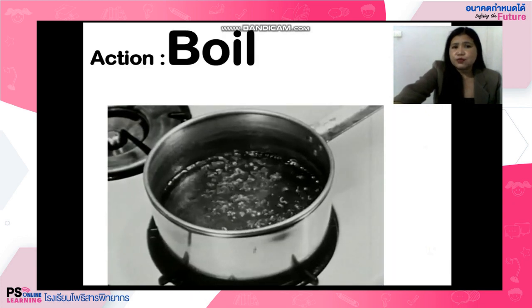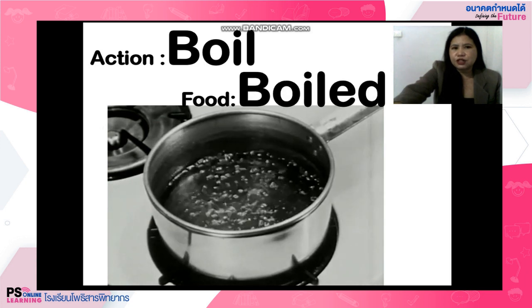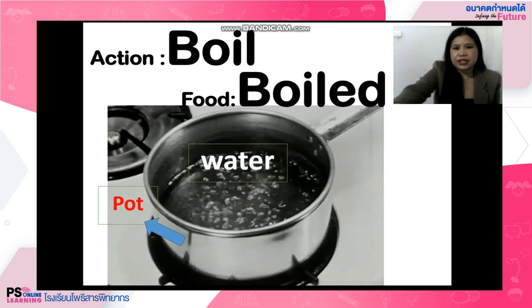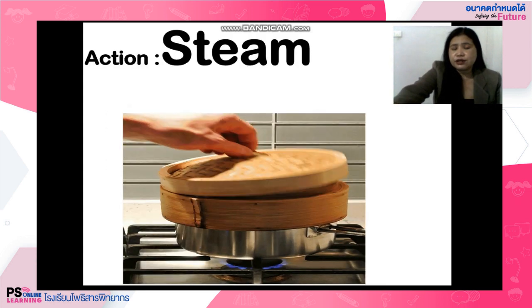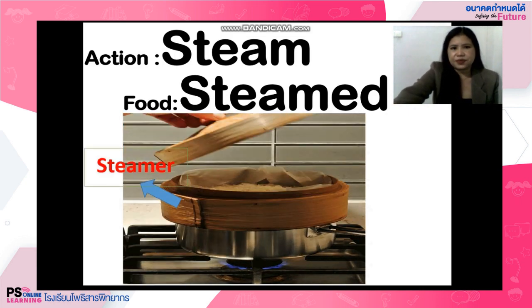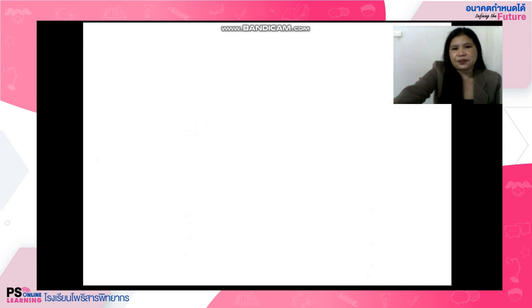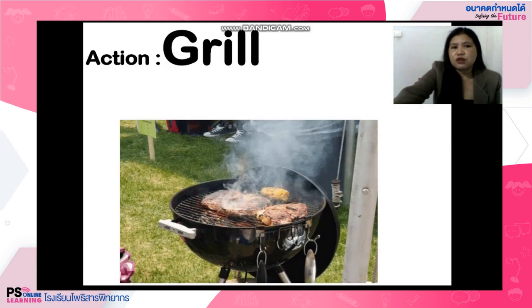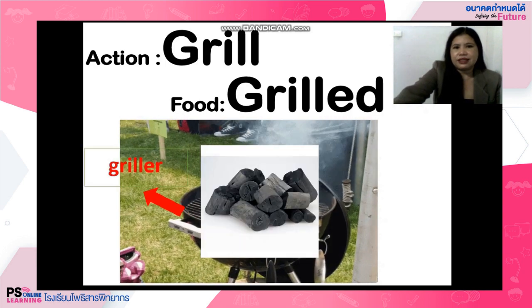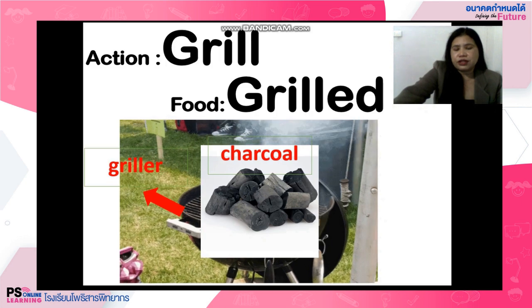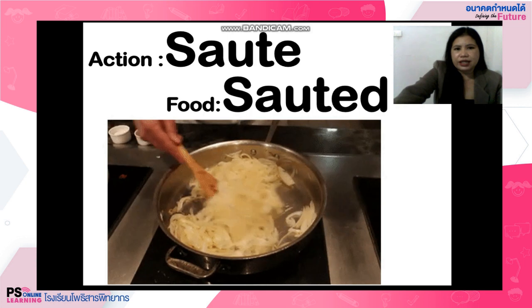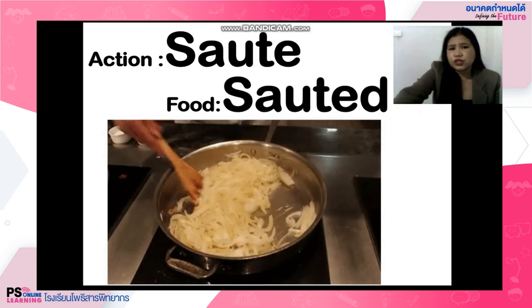Okay, next one is boil. Okay, remember that action word. And when finished, the food becomes boiled. So you know that already. Okay, third is steam, and the food is called steamed with a steamer. Fourth is grill, and the food is grilled with a griller and some charcoal. Okay, and the last one is saute, and the food is called sauteed.